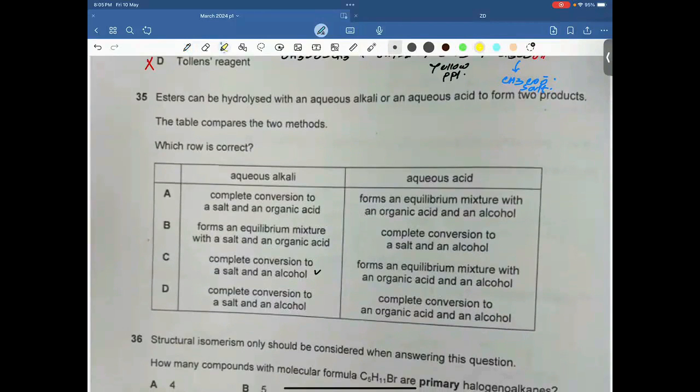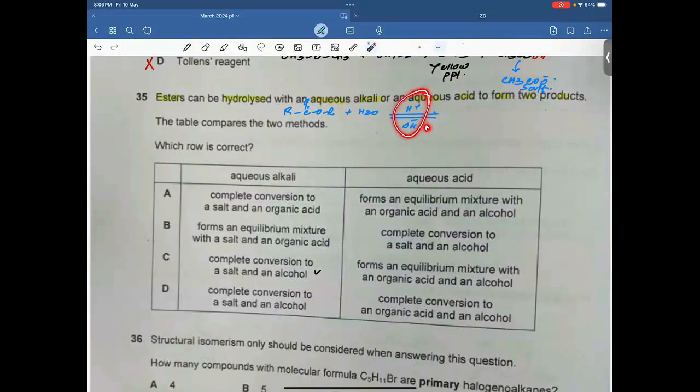In fact, question number 35. Esters. Esters can be hydrolyzed with an aqueous alkali or an aqueous acid to form two products. Let's suppose this is your ester, and if we hydrolyze it with water, that's a reversible reaction, either we can use H plus or OH negative ion, totally up to you.